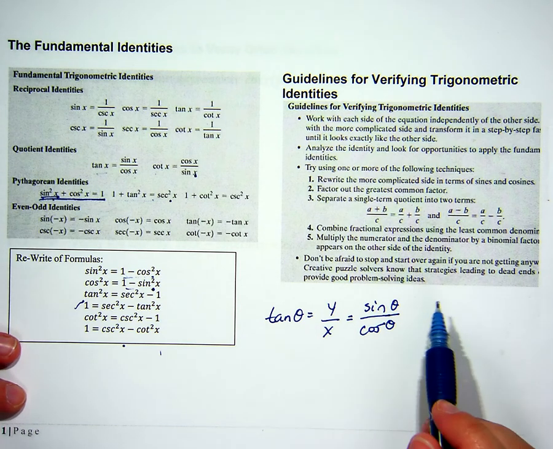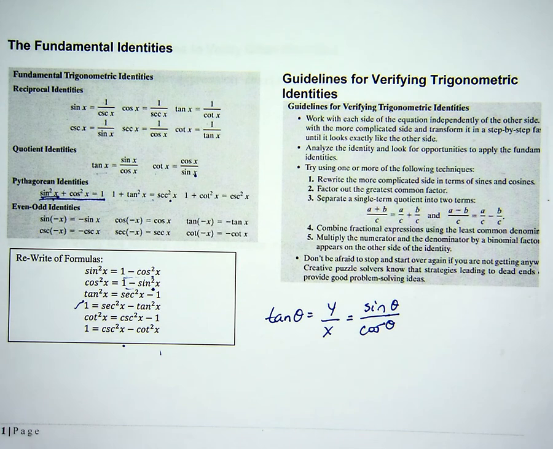Don't ever be afraid to start over again if you're not getting anywhere, because a lot of things with trig identities is that you could go in a circle very easily. And when you find yourself going in a circle, stop, throw that away, and start again. Let's look at a couple of examples.